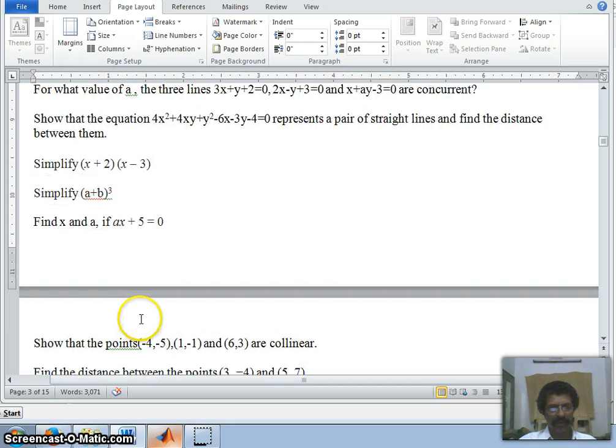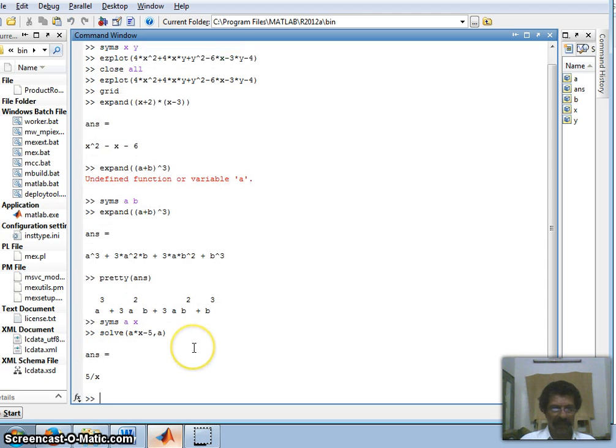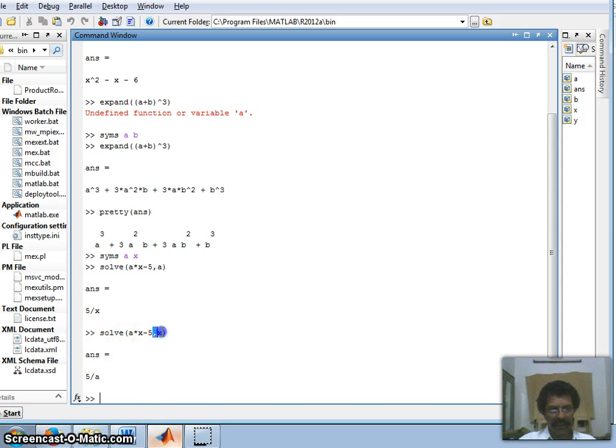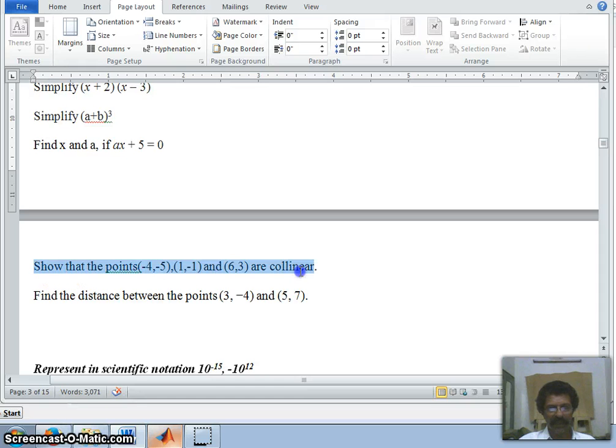As usual, we can use the solve equation. Here the symbols a and x are already there. Now I can solve the equation a multiplied by x plus 5, and what I want is the value of a, therefore it is equal to minus 5 divided by x. The same way I can get the value of x. So this will give the x value in terms of a, or the value of a in terms of x. Okay, then one more last line, show that these points are collinear.